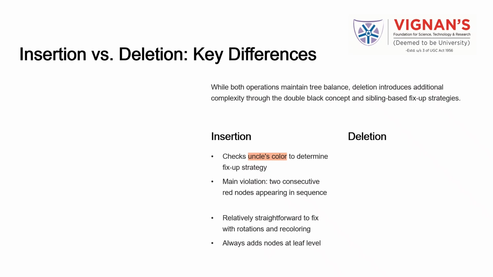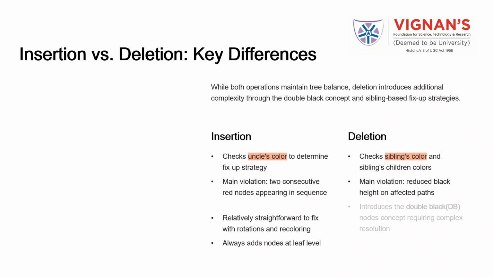In deletion, the fix-up depends on the sibling's color and the colors of the sibling's children. The major issue is a reduction in black height, which introduces the double black (DB) condition. This makes deletion more complex than insertion. Deletion issues can arise at any level of the tree, not just at the leaves.